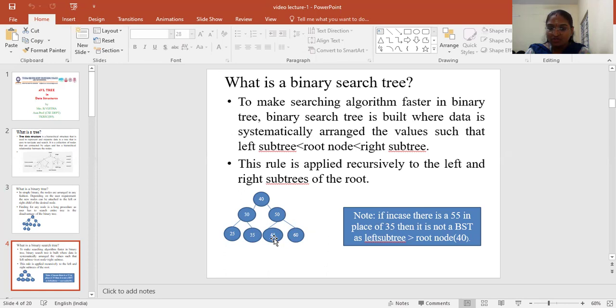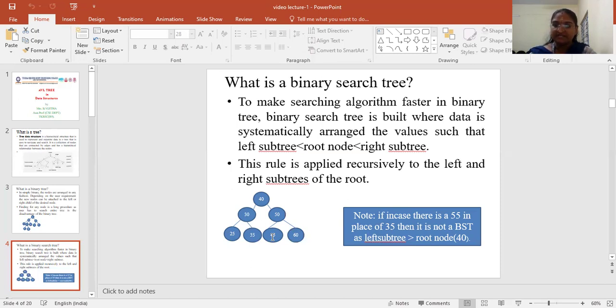For example, if I want to search 45 or else 60, then I can compare the required node with the root node. For example, for 45, I'll compare the root node 40 and 45. As 45 is greater than the root node 40, I'll directly check the elements at the right side. I won't consider the left side. I'll ignore the left side elements and directly consider the right side elements.